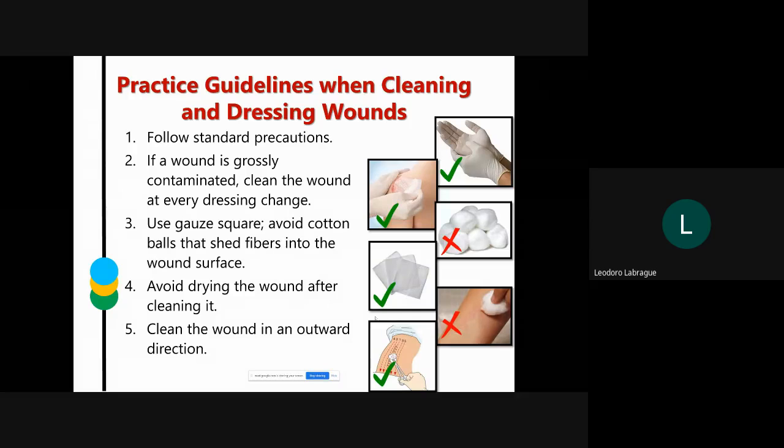What you can see in the slide right now is another technique of cleaning the wound. Again, you clean the wound starting from the center, and then on the side, and then on the other side. We are going to show this technique exactly next week when we demonstrate wound dressing to you.